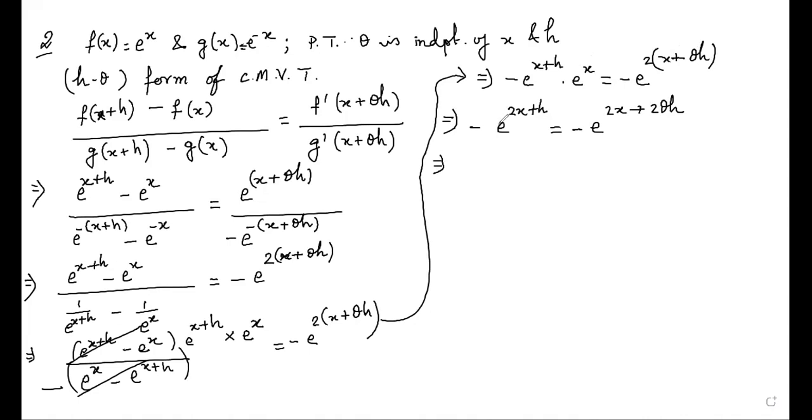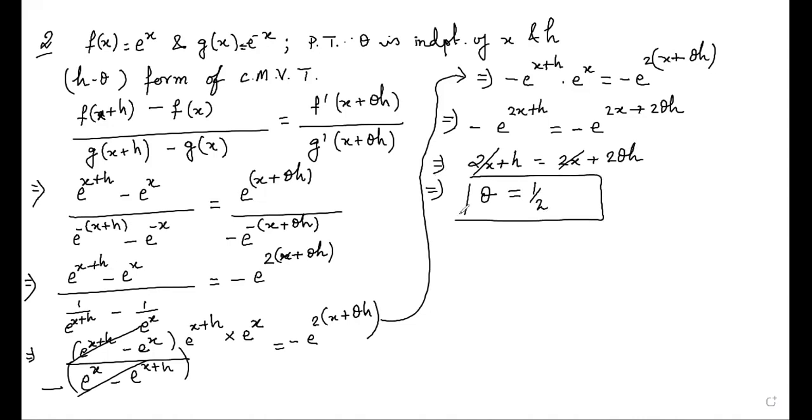So after cancelling out the common parts, or equating the exponent, what will we have? Twice x plus h equals twice x plus 2 theta h. This signifies what? 2x gets cancelled. Then h will also be cancelled, theta equals half. Okay, so it is independent of x, it is independent of h, it is having a numeric value that is equal to half. That's why theta is independent of both x and h and the value is equal to half.